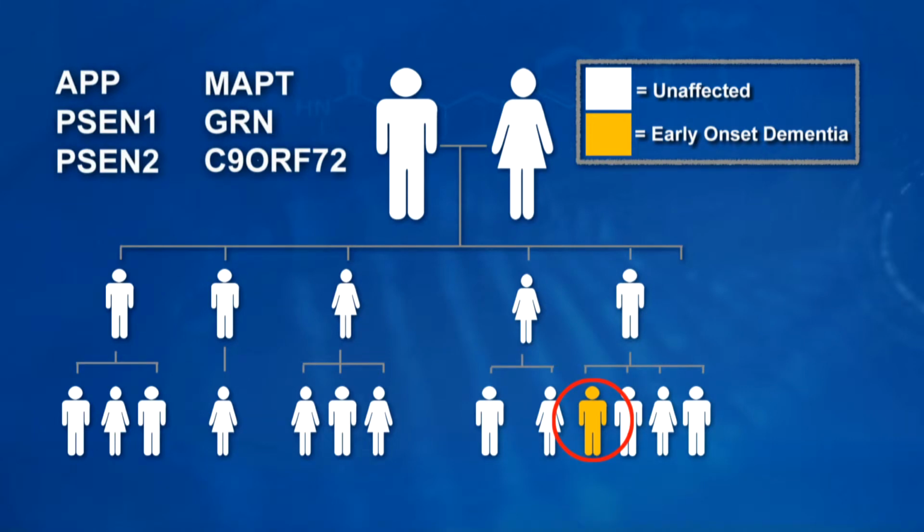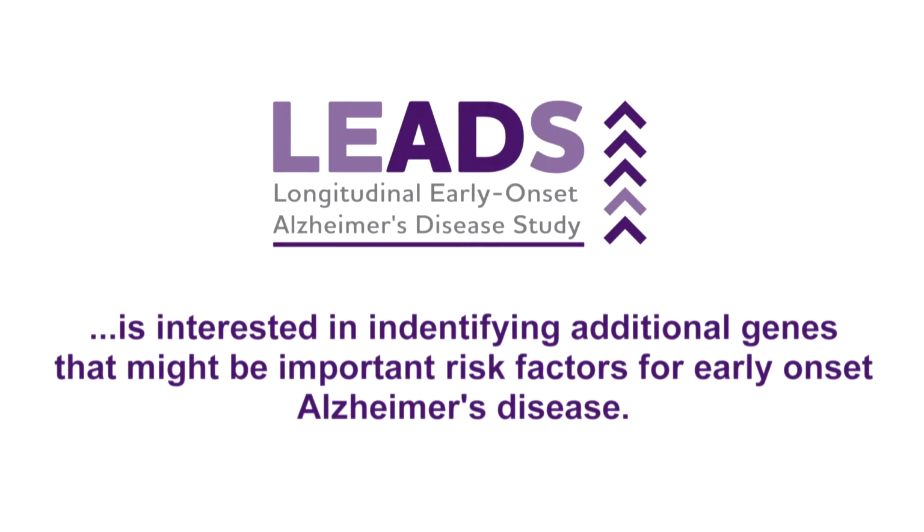Even in families with many cases of early onset dementia, sometimes a mutation can't be found. LEADS is interested in identifying additional genes that might be important risk factors for early onset dementia.